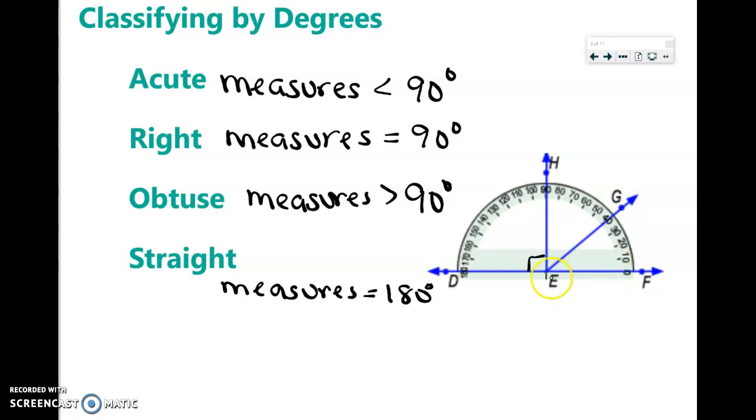And if we look here, angle FEG is acute, and HEF makes 90 and HED makes 90. And the way you would say a straight angle, you would say angle FED is a straight angle, or angle DEF is a straight angle.